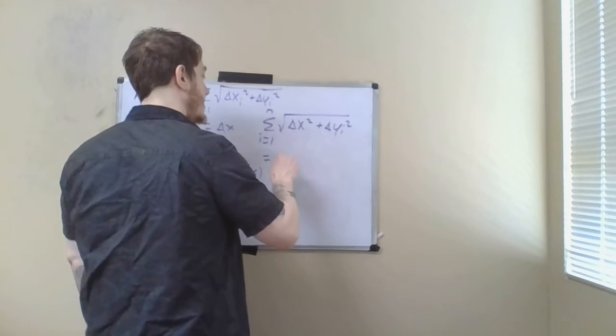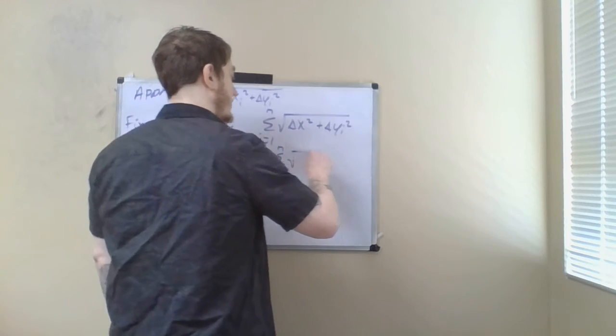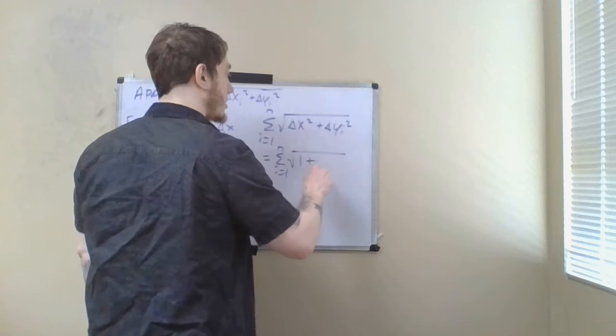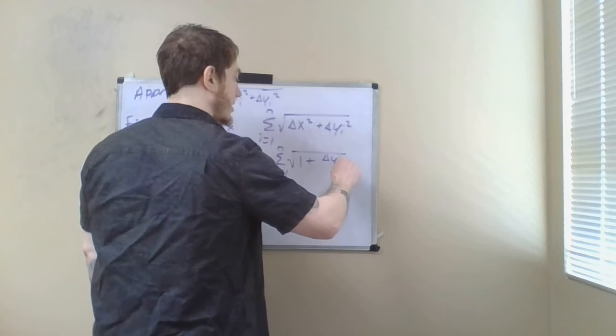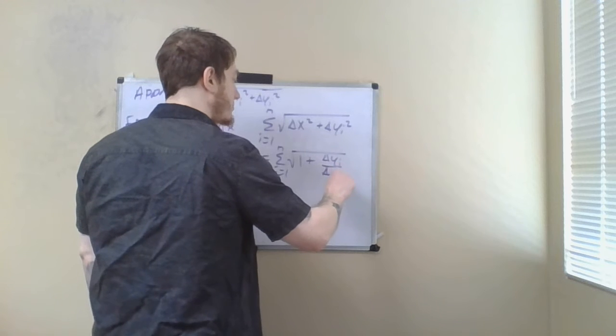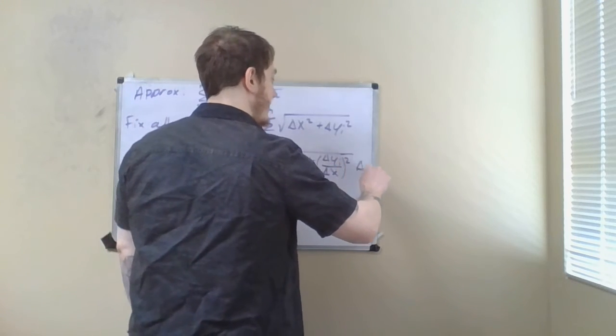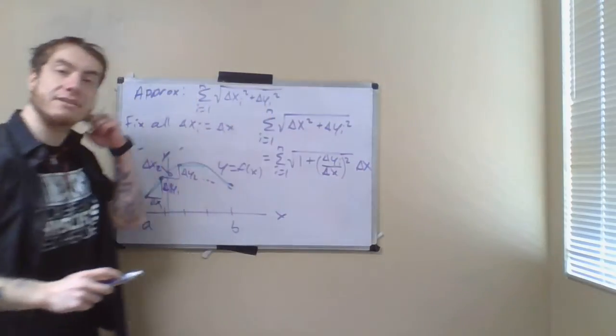And I can rewrite this as the sum from i equals 1 up to n of the square root of 1 plus delta yi divided by delta x, squared, and then all multiplied by delta x on the outside.